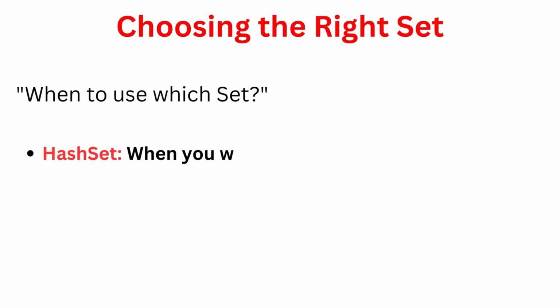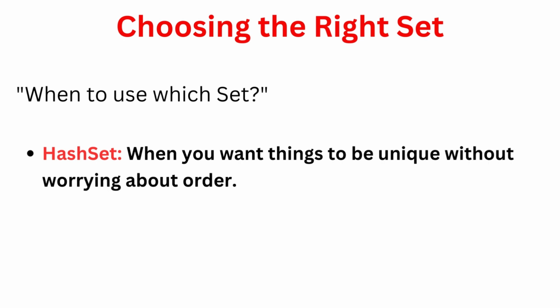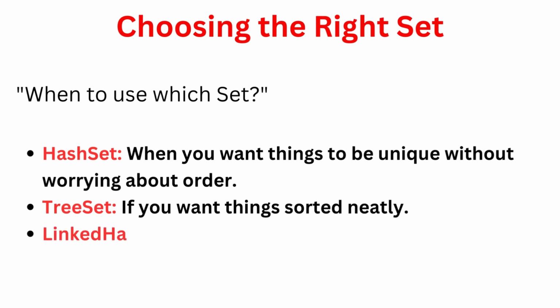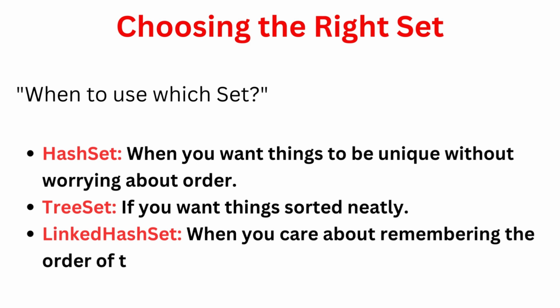Choosing the right set. When to use which set? This is a question. HashSet when you want things to be unique without worrying about order. TreeSet if you want things sorted neatly. LinkedHashSet when you care about remembering the order of the things. So these are the use cases of the three sets.